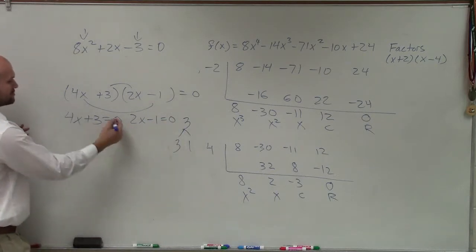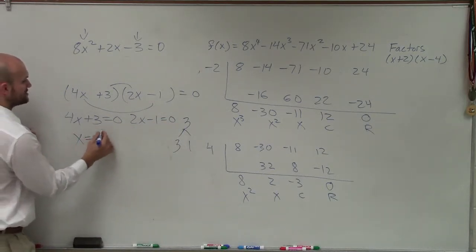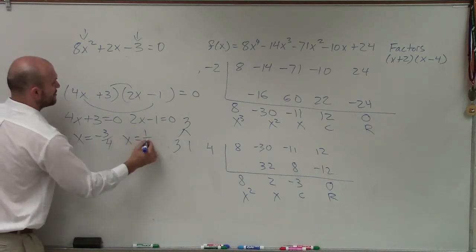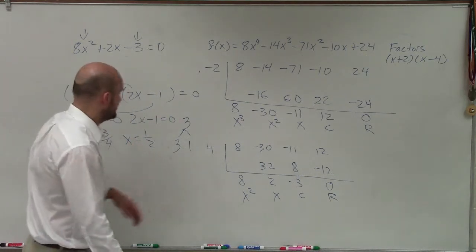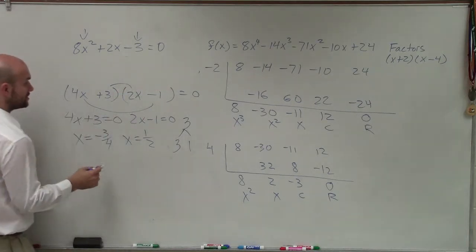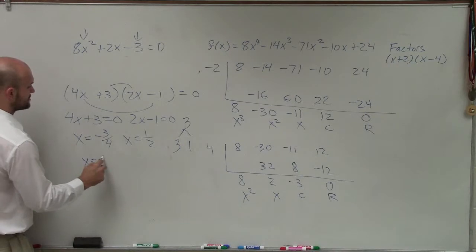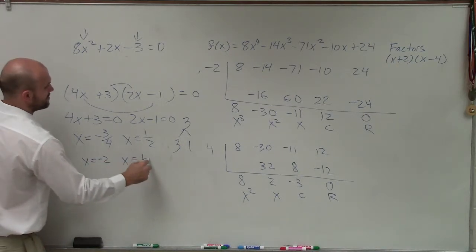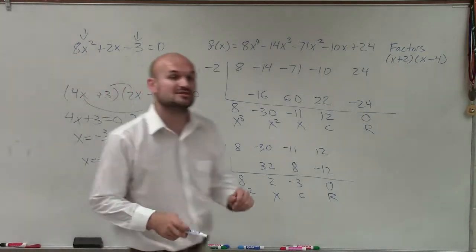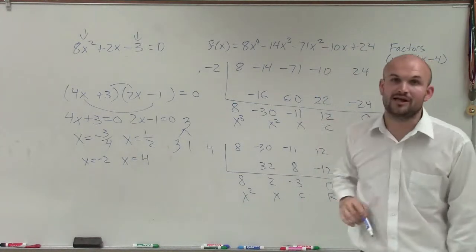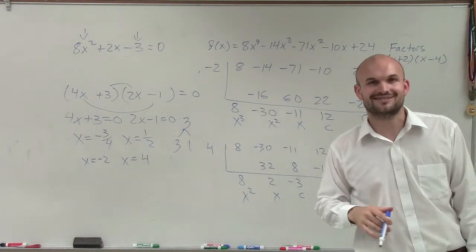And then I solve. Subtract 3, divide by 4, x equals negative 3/4. Add 1, divide by 2, x equals positive 1/2. So there you go, ladies and gentlemen. You now have, with your original, there's your two factors. So we already know where you have x equals negative 2 and x equals positive 4. So that's going to be your solution set now of all of your factors, given your factors of a polynomial. We have now just found all the zeros.